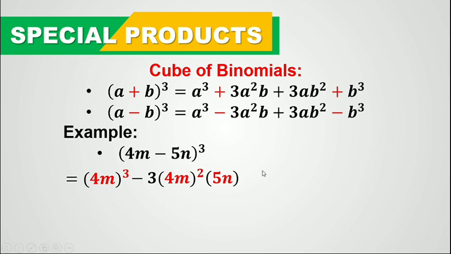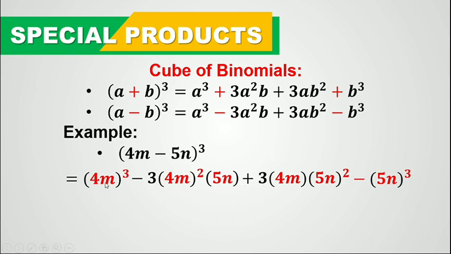And then plus 3 times a, where a is 4m, and b is 5n, so we're going to square that. So the quantity 5n squared. And then minus the cube of the second term. The second term is 5n, so we cube that: the quantity 5n cubed. And then we're going to simplify this further.